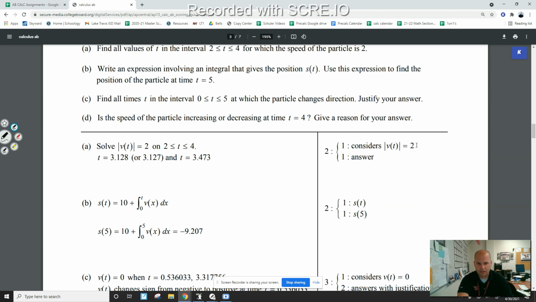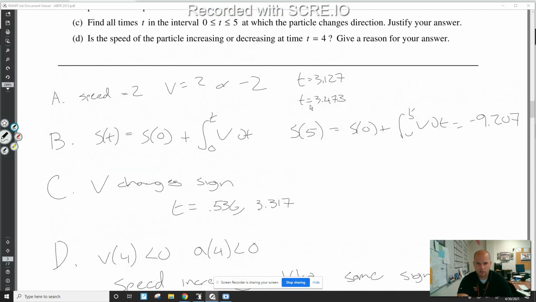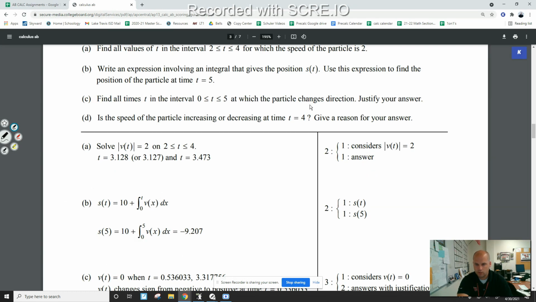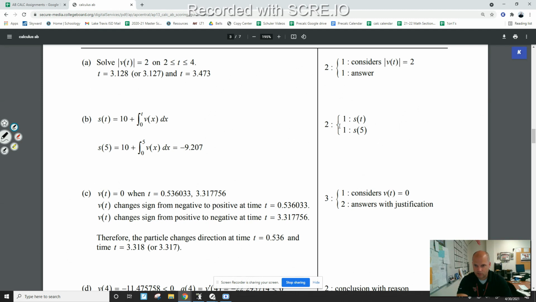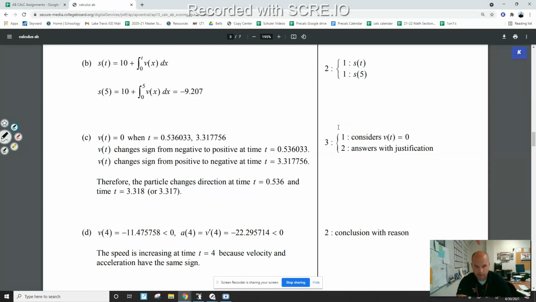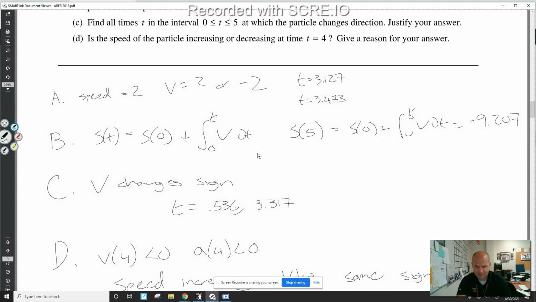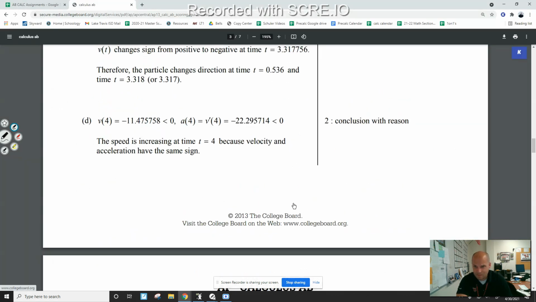Considering when velocity is positive or negative for speed gives you 1 point. Your answer, those two are worth 1 point. Negative 9.207. If you got that, you got 2 points. Shocking that they only gave you 2 for that. C, 3 points. When your velocity changes sign, those two, that's worth 3 points. Great.